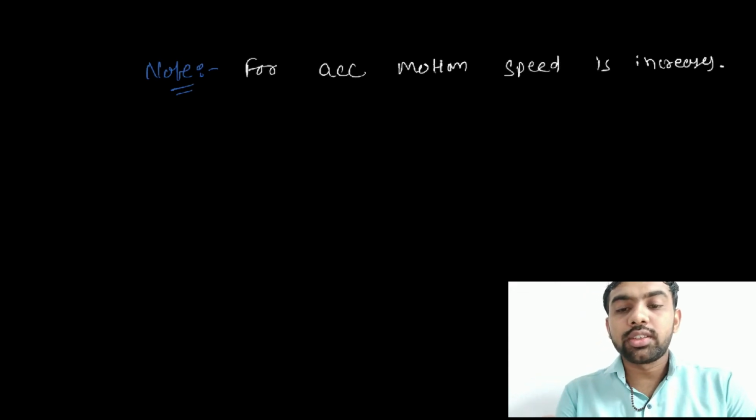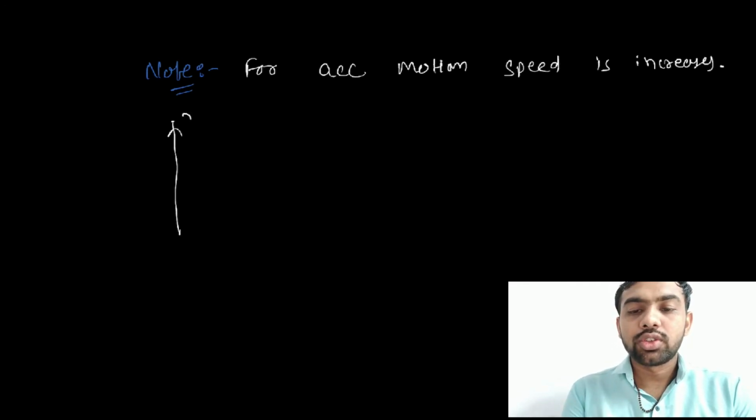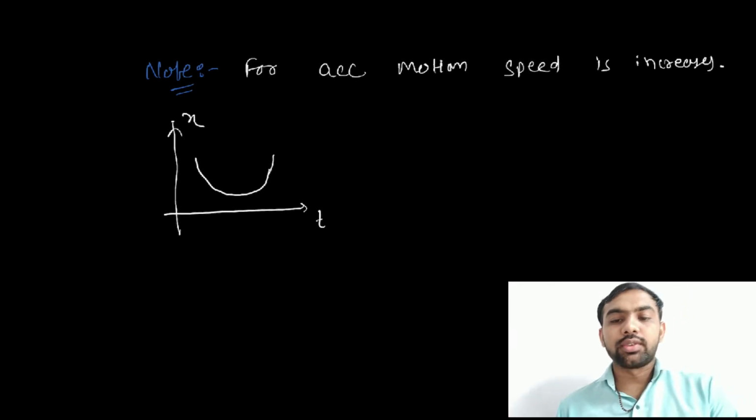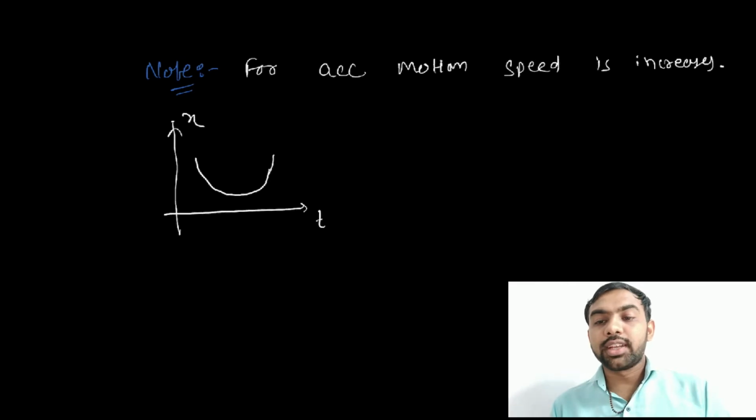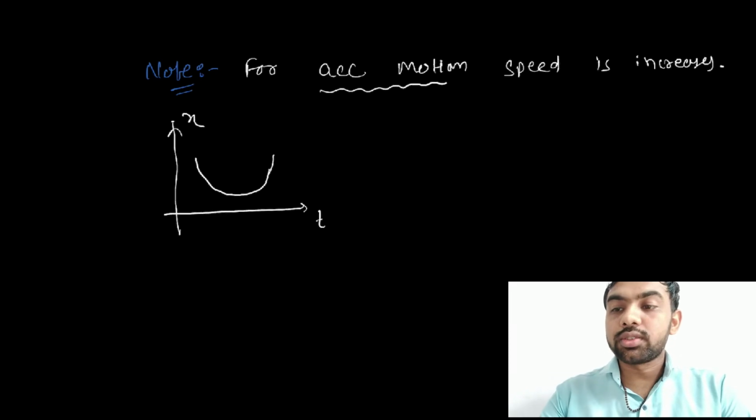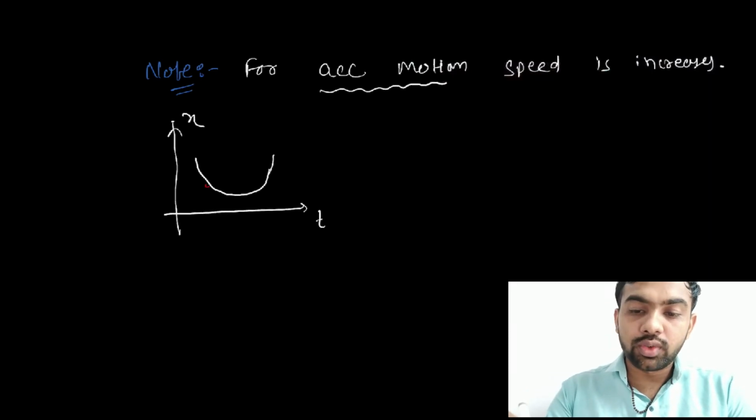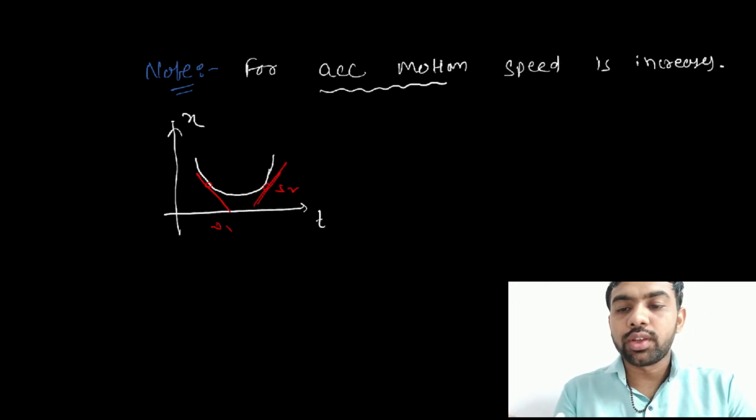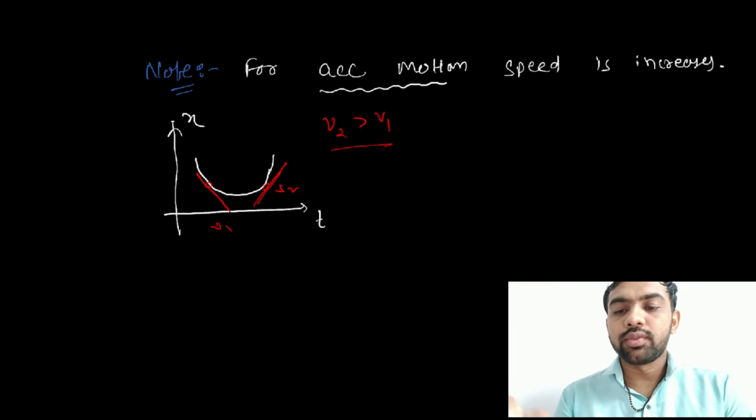Consider this object moving toward the positive x direction. The x versus t graph is like this for accelerating motion, where speed increases. If you draw tangents to this graph, this one is v1 and this one is v2. So here v2 is greater than v1, we can write this.